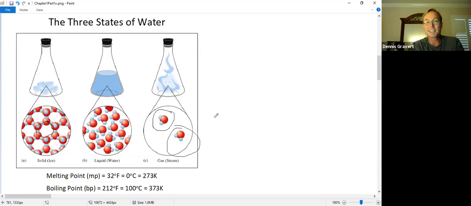And they're completely unstuck from each other. And that's true for all the gases, right? That's what a gas is. It's individual molecules moving so fast that they collide with other molecules and they don't stick together.